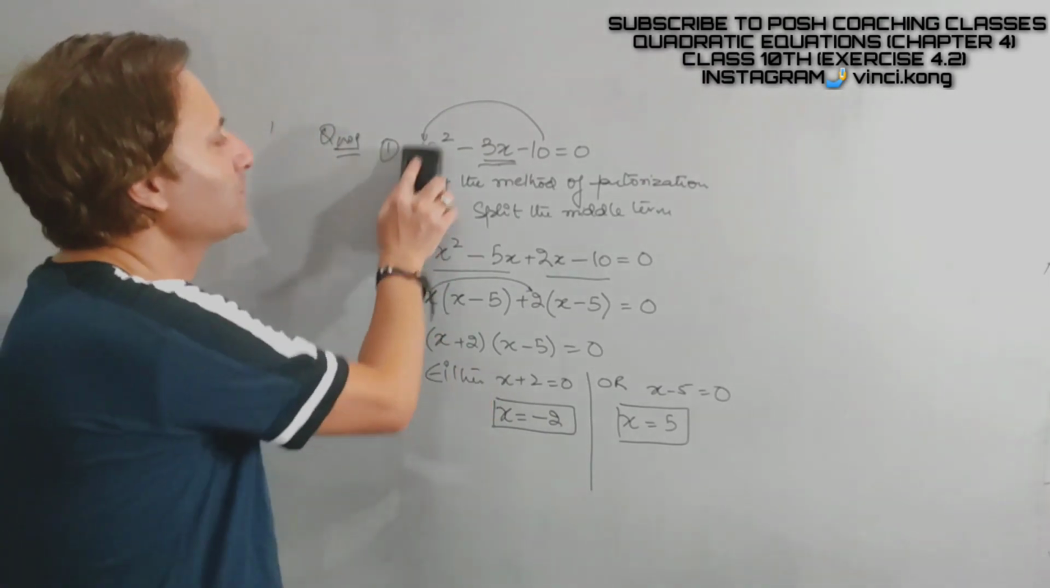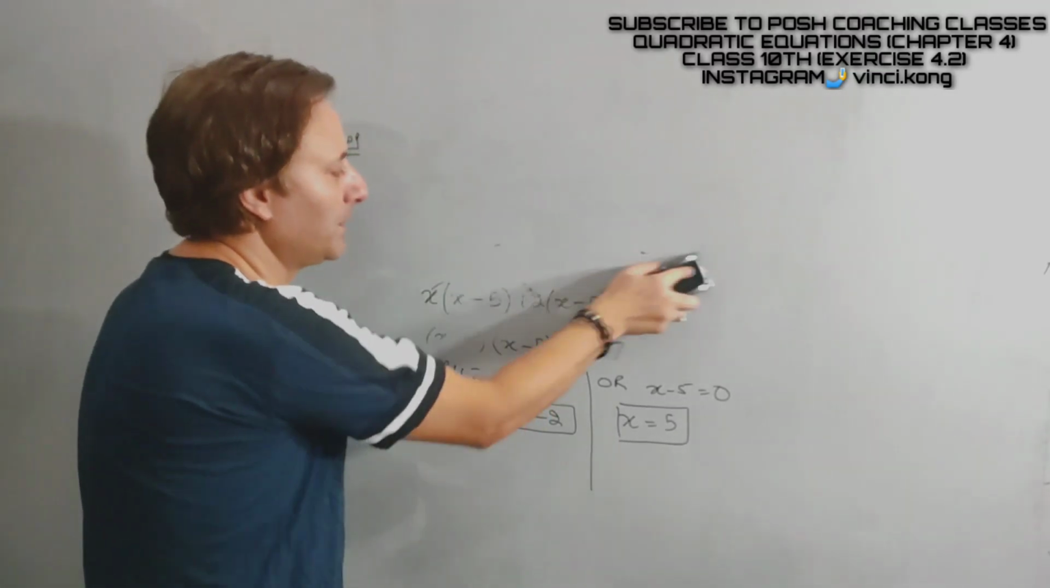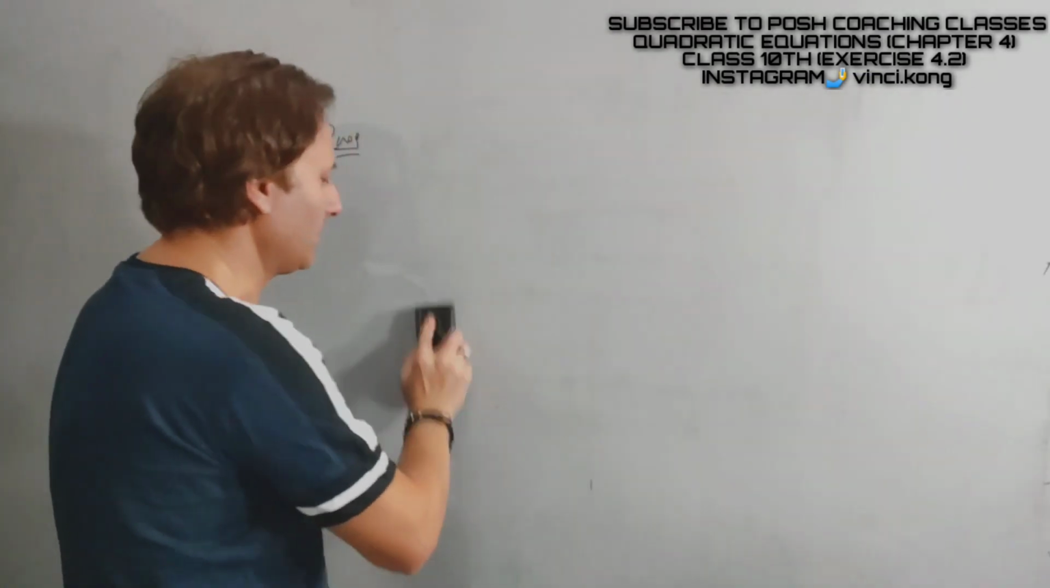I'll move to part number 2. If you want to make a note of it, you can definitely pause the video and make a note of it. So let's move to part number 2 of this particular exercise. Part number 2 says 2x squared plus x minus 6.